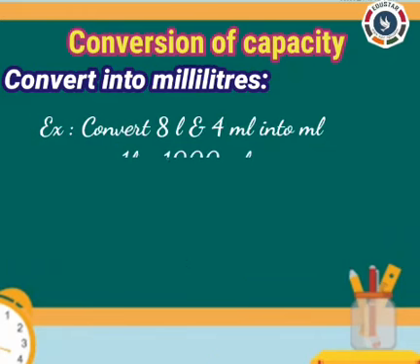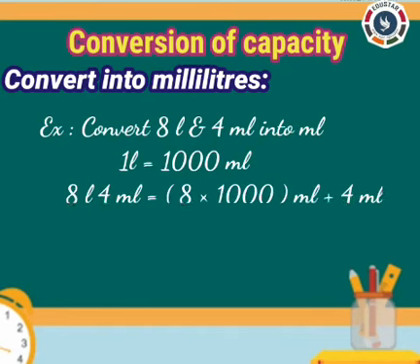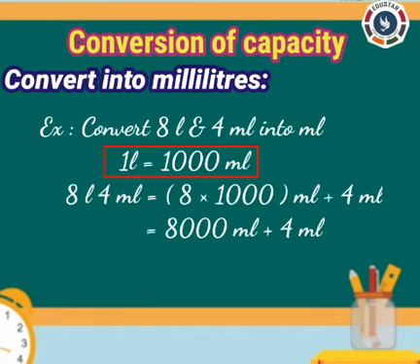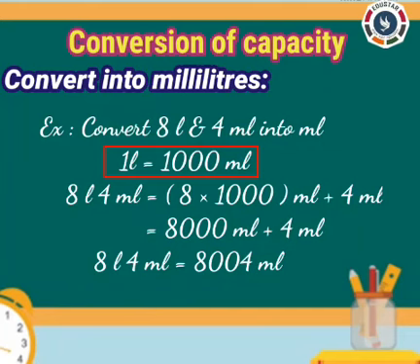Now convert 8 liter 4 milliliter into milliliter. We know 1 liter is equal to 1000 milliliter. Then 8 liter 4 milliliter is equal to 8 into 1000 milliliter plus 4 milliliter. If we multiply, we will get 8000 milliliter. Then write this 4 milliliter as it is. If we add these two, we get 8004 milliliter. Therefore, 8 liter 4 milliliter is equal to 8004 milliliter.